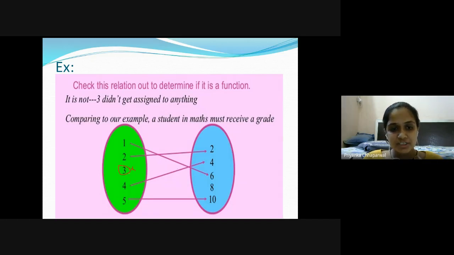Why is it not a function? Because all the students have not got a grade. Student 3 has not got a grade, so it is not a function. It is necessary that a student in maths class must receive a grade. It is compulsory that all students get a grade in maths, if they gave the exam. So 3 was not assigned to anything, so it is not a function.